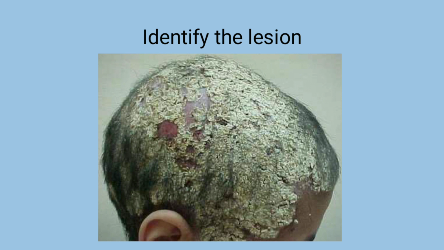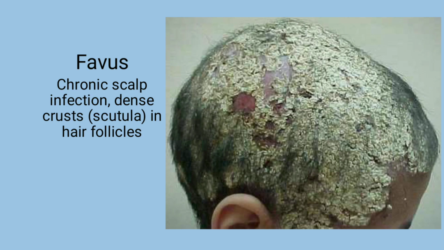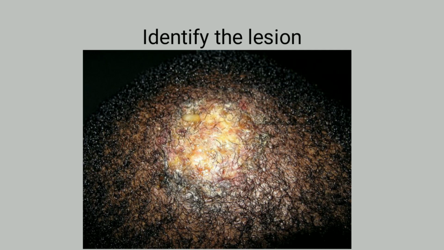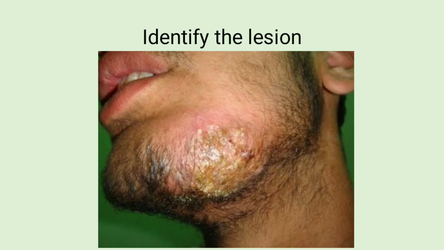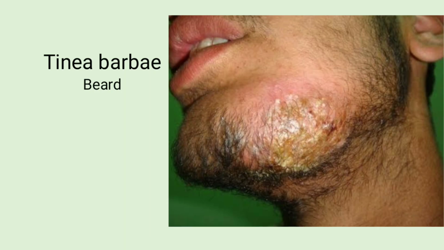Identify the lesion. This is favus, chronic scalp infection, dense crusts or scutula in hair follicles are seen. Identify the lesion. This is kerion, boggy lesion on scalp is seen. Identify the lesion. This is Tinea barbae, the fungal infection on beard.